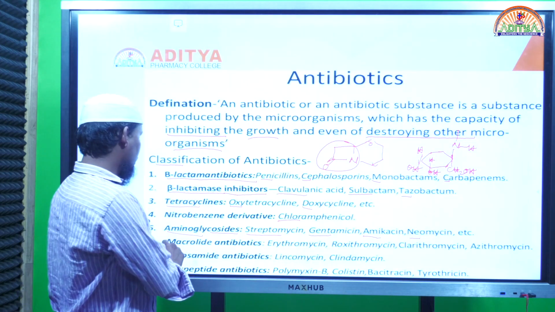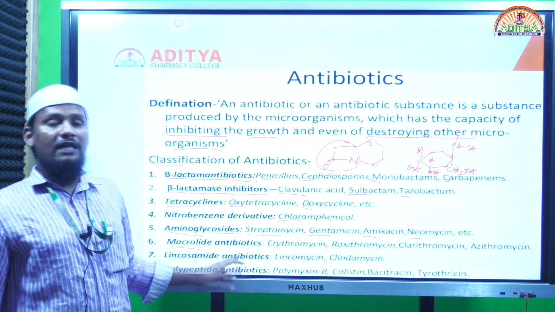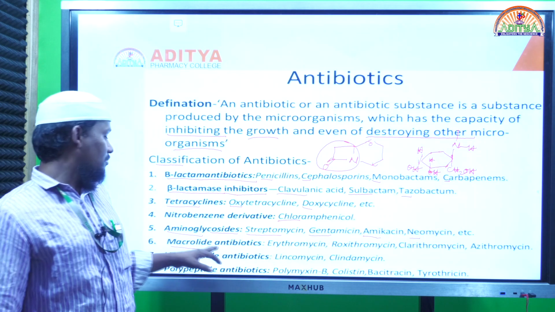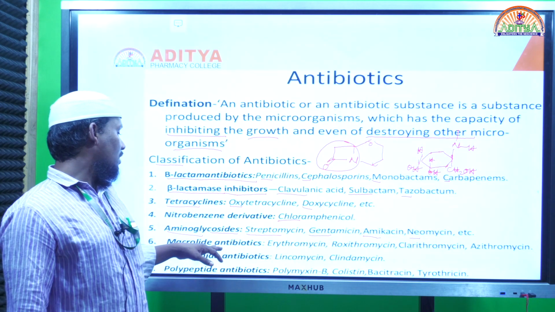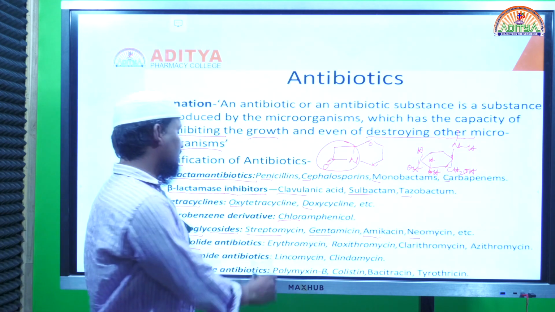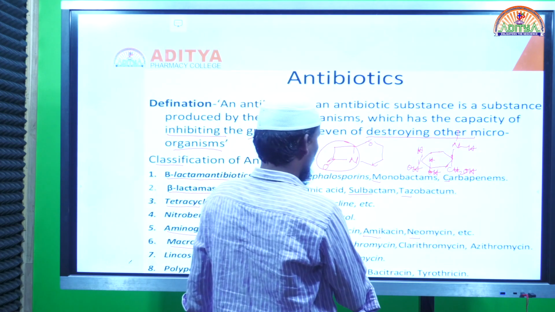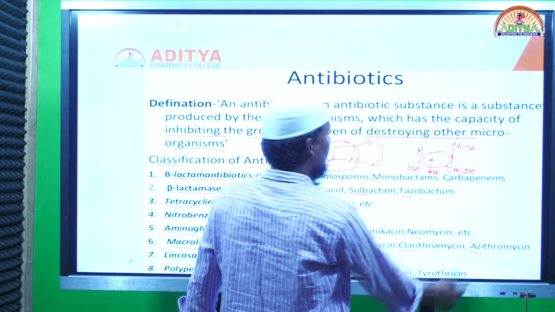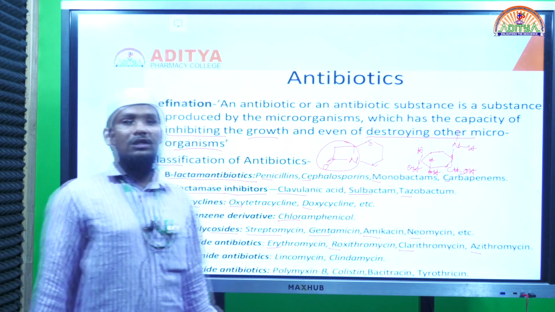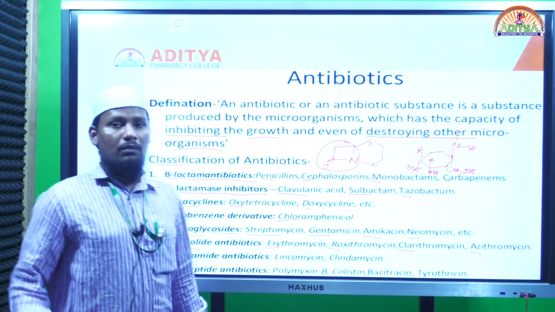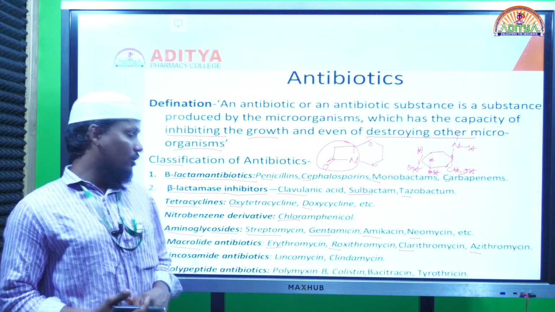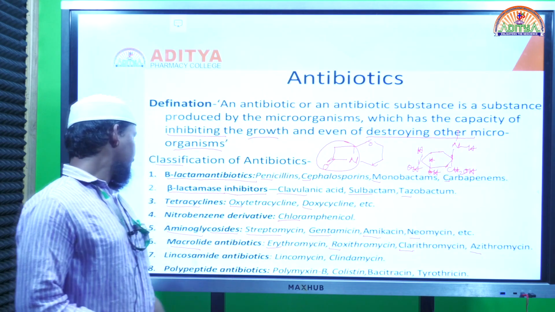Next one, macrolides. When compared in structure, they are very big structures, meaning larger molecules. That's why they are called macrolide antibiotics. Examples: erythromycin, roxithromycin, clarithromycin and azithromycin. These are all high molecular weight molecules. That's why they are called macrolides.